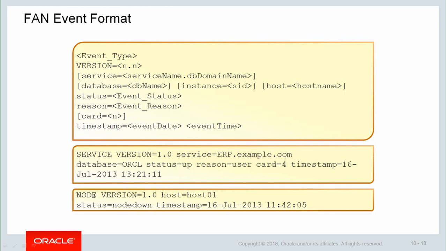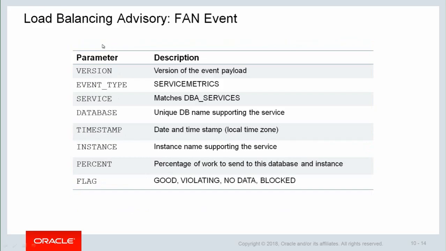And then we have a node-related FAN event. The message describes a node status change. The node named host1 was down at this timestamp. So we have this FAN message. And also, the FAN message can include runtime load balancing information. That includes the version, event type, which service is running on which database, at which timestamp, from which instance, how much work can be done. And we also have status and flag of the service.